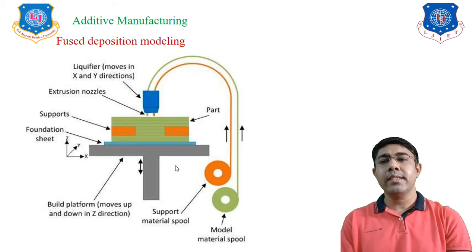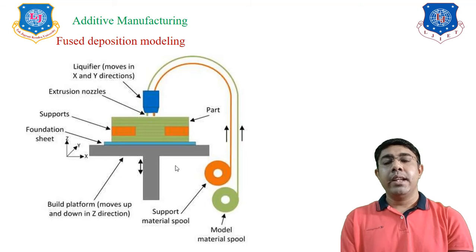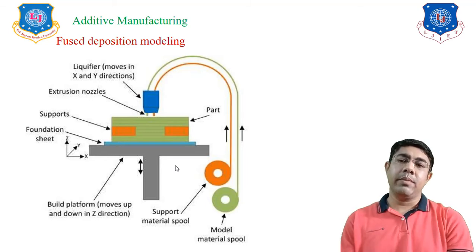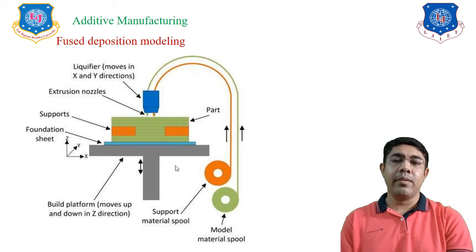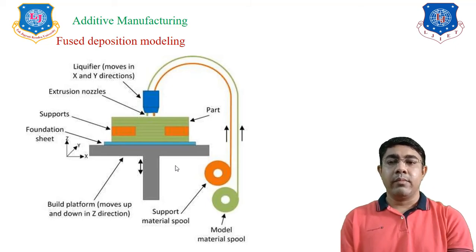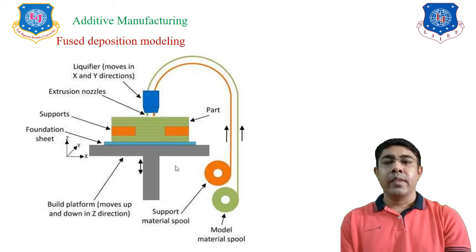So in this process, the manufacturing is done layer by layer, and after the completion of the final component, it is removed from the platform and the supporting material is removed to get the final component. So this is the fused deposition modeling process.